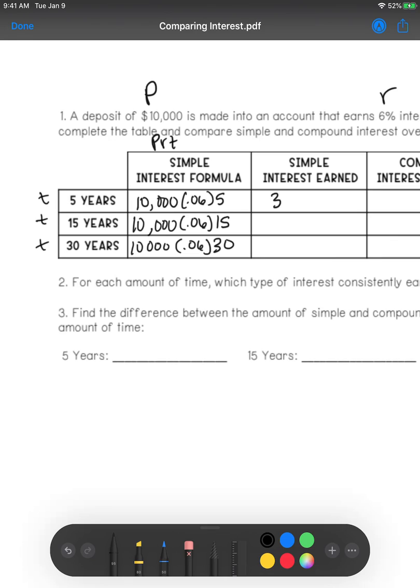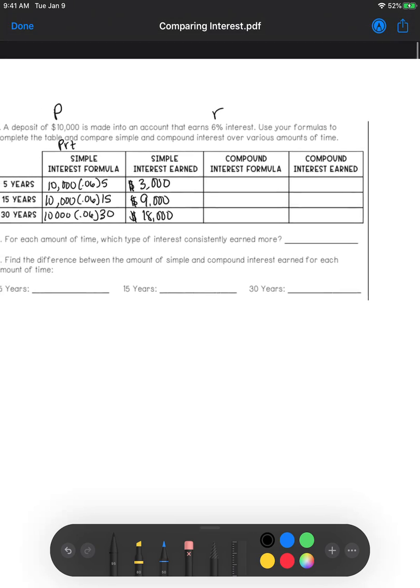So for this one, we got $3,000. This one, we got $9,000. And this one, we got $18,000. Just like that. All right, so now let's do our compound.